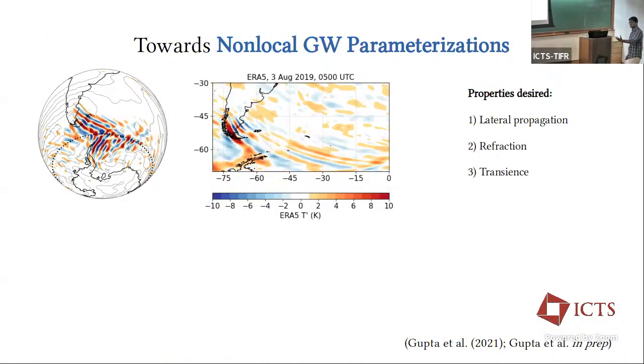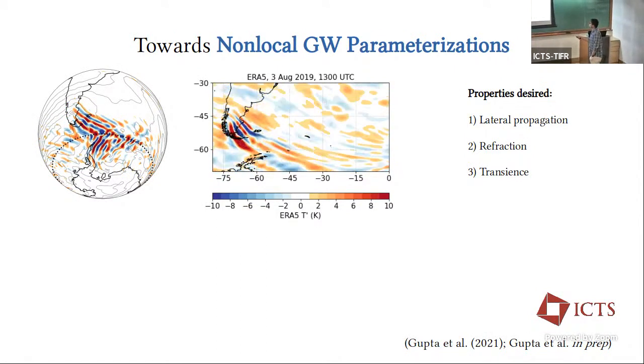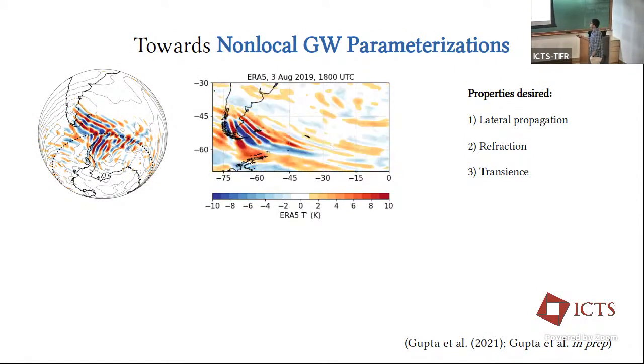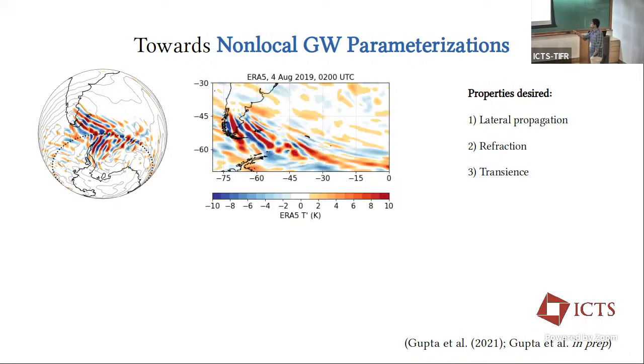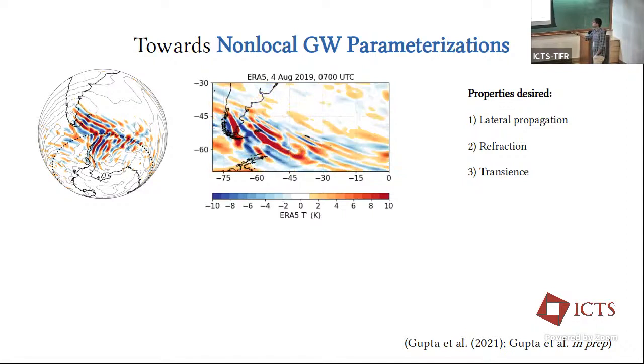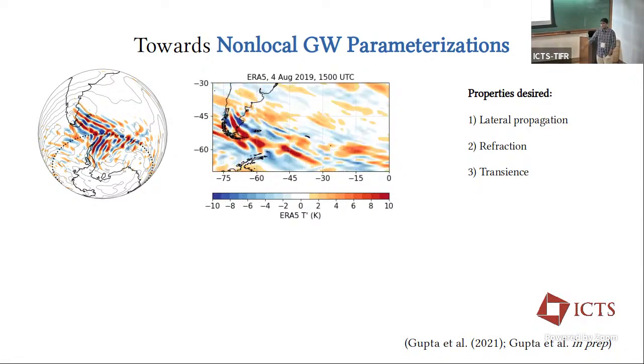Now, the parameterizations are not perfect, of course. So to make this point, I show a plot here, which shows gravity wave excitation. These are gravity waves excited over 2 mountains. One is the Andes, and the other is the Antarctic Peninsula. These are one of the key hotspots of mountain wave generation on the planet in general.